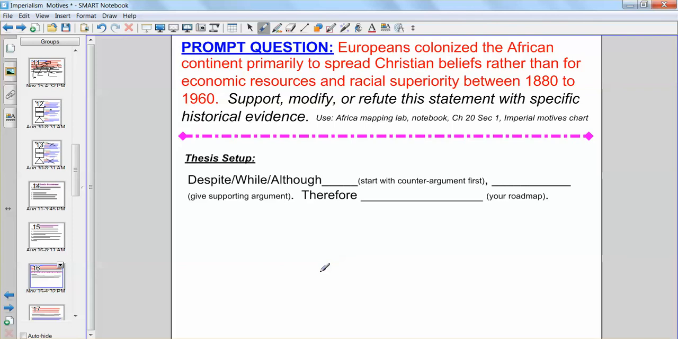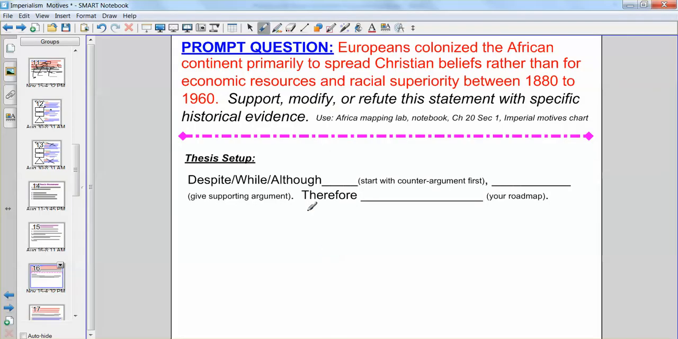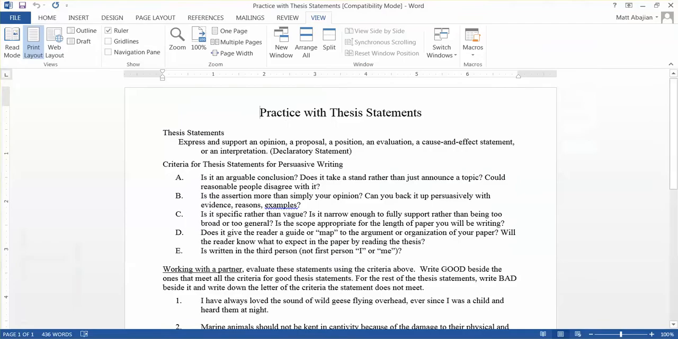Now before I go ahead and explain this, I want you to go over to your blue packet and reread the criteria that we covered earlier this year for a thesis statement. Is it an arguable conclusion? Is the assertion more than simply your opinion? Can you actually back it up and give me a because? Is it specific rather than vague? Does it give the reader a roadmap to your arguments? When we come back to roadmaps, that's why I add that second sentence, so that you can explain to the reader where you're going. And finally, it's also got to be written in third person, no I or me.